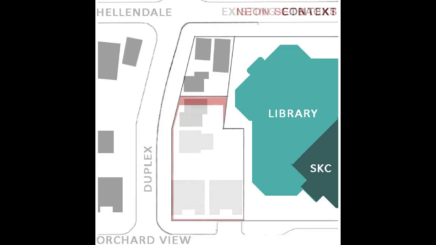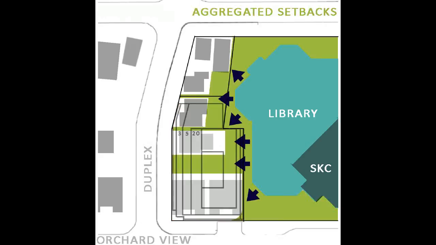Now what we see here are the setbacks that the neon project is proposing. A nominal setback along Duplex and Orchard View, none along the library side, and a small portion to the north adjacent to the remaining houses. Likewise, we can see here that the library is reliant upon the rear setbacks from the houses that had and do still front onto Duplex.